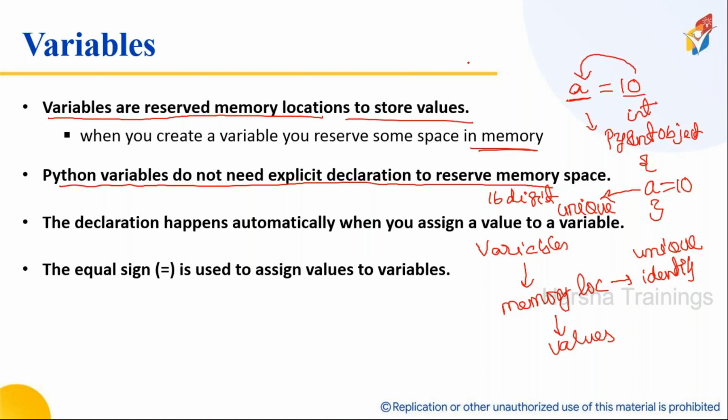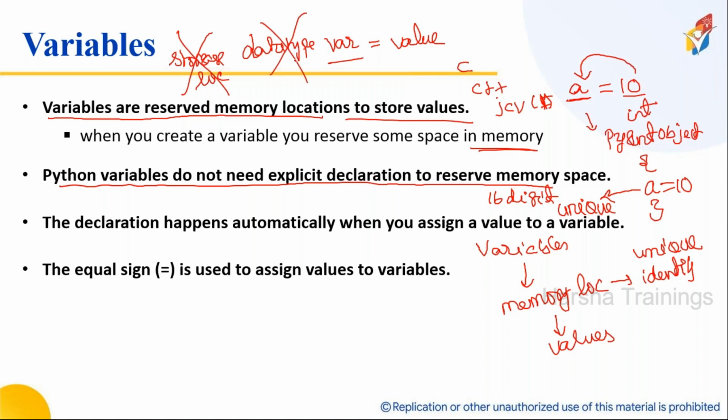Now, if you take C language or C++ or Java or C#, you have to specify the data type also: data type, variable name is equal to value. Some languages also require a storage location where you are going to store this variable, but storage location and data type are not required in Python. The declaration happens automatically whenever you assign a value to a variable. That is what a variable is.